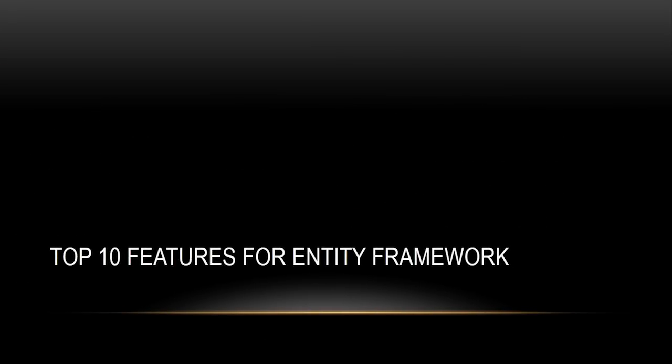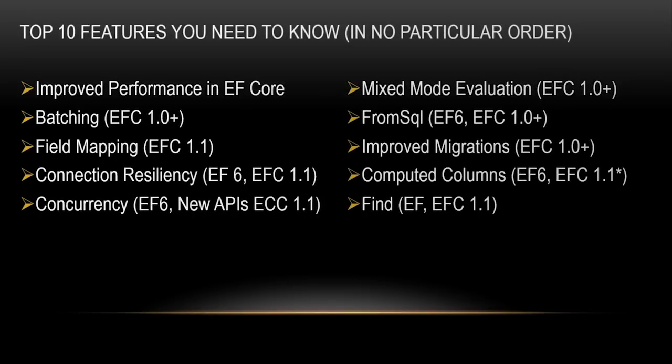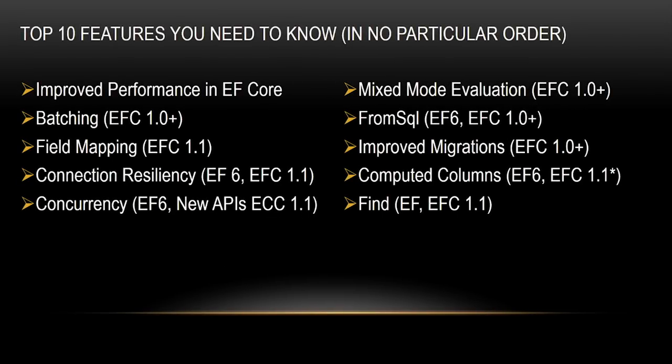All right, so enough of the slides. We're about to jump out into these 10 features that I think, again, this is my personal opinion, but these are the 10 things that you really need to know about Entity Framework. First and foremost, the improved performance. Got a great demo from Rowan that shows how much faster EF Core is than EF6 going against AdventureWorks. Batching of calls, that helps with performance, but it's also customizable. Field mapping, brand new in EF Core. Connection resiliency, brought back into EF Core with 1.1.